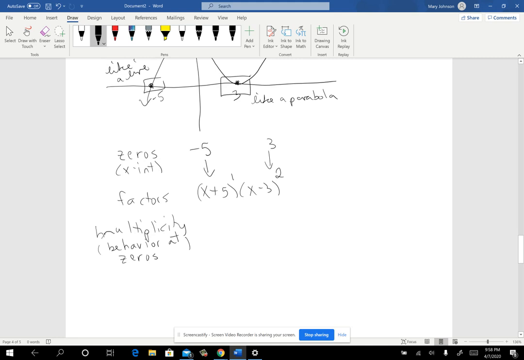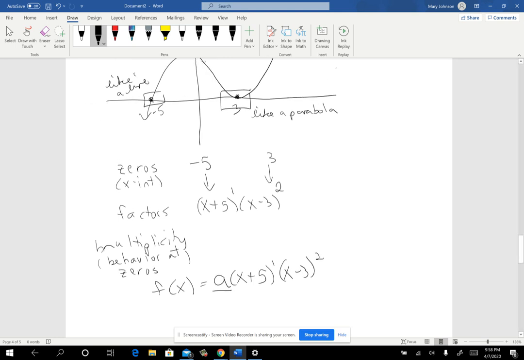All right. Now, what we're going to do at this point is see where we're at. What we know right now is that our polynomial is going to be some number, some adjustment factor, and then x plus 5 to the first and x minus 3 to the second.